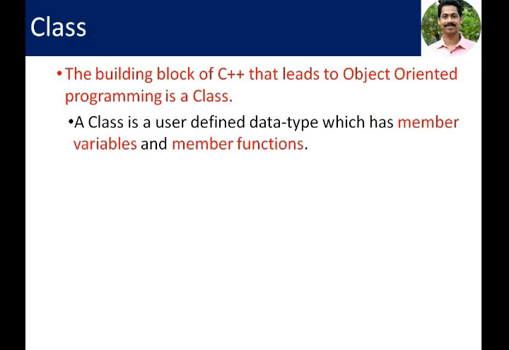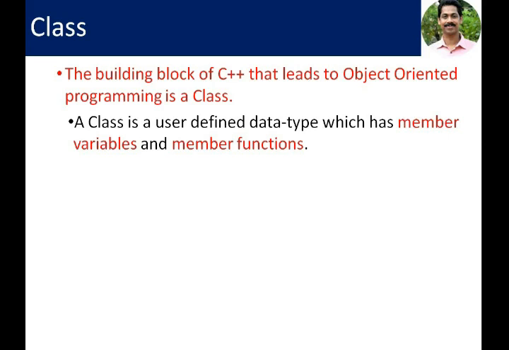It is a user-defined data type which has member variables and member functions. A class is a combination of member variables and member functions. You know very well about variables. We define variables in every C program or C++ program. Here the variables are called member variables because they are closely associated with the class, and they are accessible by using objects of that class.